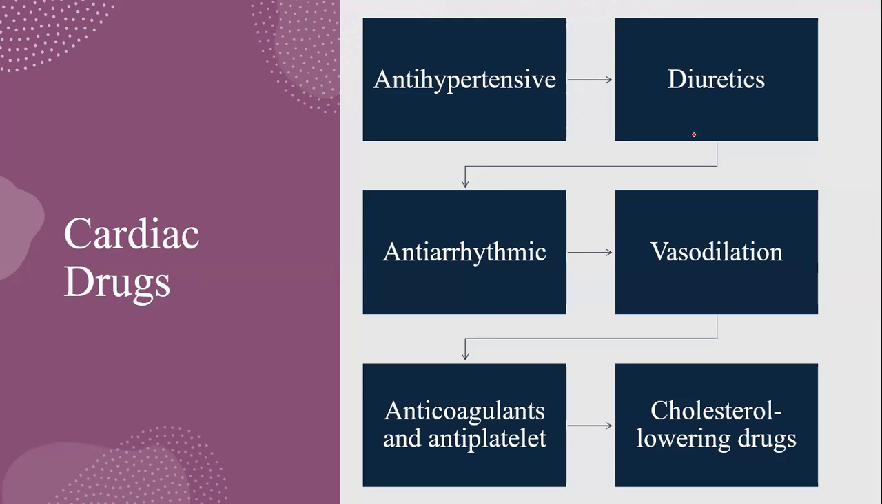So this slide shows the classification of drugs. These include antihypertensives, diuretics, antiarrhythmic drugs, vasodilators or drugs that cause vasodilation, anticoagulants and antiplatelets. Though these are not directly going to affect the blood, these are important medications, and many cardiac patients use anticoagulants and antiplatelets, especially with coronary artery disease and those with myocardial infarction. And then cholesterol-lowering drugs.